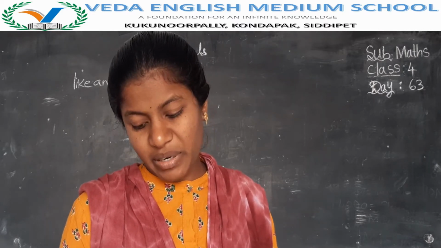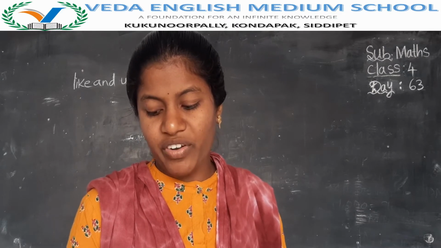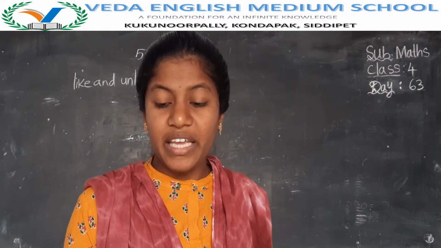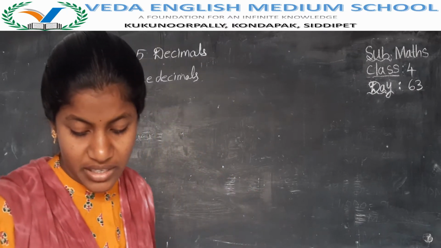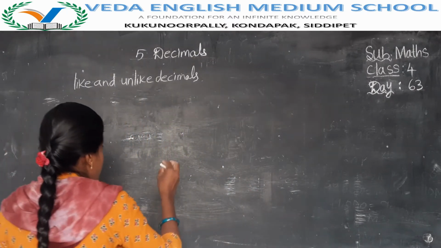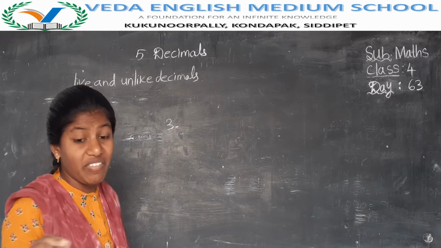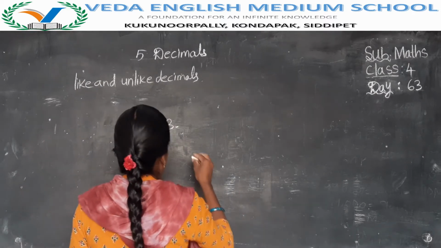Like decimals are nothing but decimals having an equal number of decimal places. Decimals having an equal number of decimal places are called like decimals. For example, here it is.